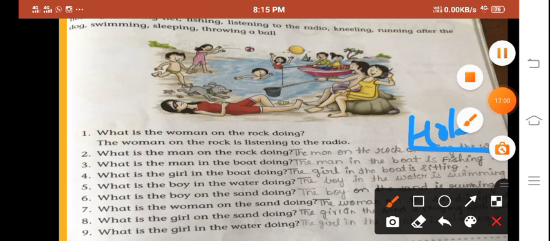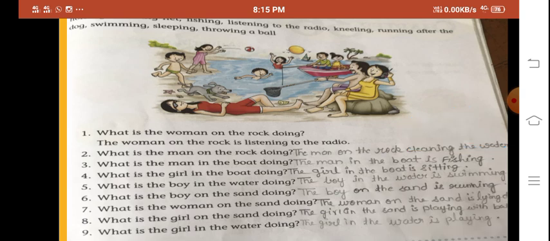Next is, what is the man in the boat doing? The man in the boat is fishing. Next is, what is the girl in the boat doing? The girl in the boat is sitting. Next is, what is the boy in the water doing? The boy in the water is swimming. Next is, what is the boy in the sand doing? The boy in the sand is running. What is the girl in the sand doing? The girl on the sand is playing with a ball. What is the girl in the water doing? The girl in the water is playing.